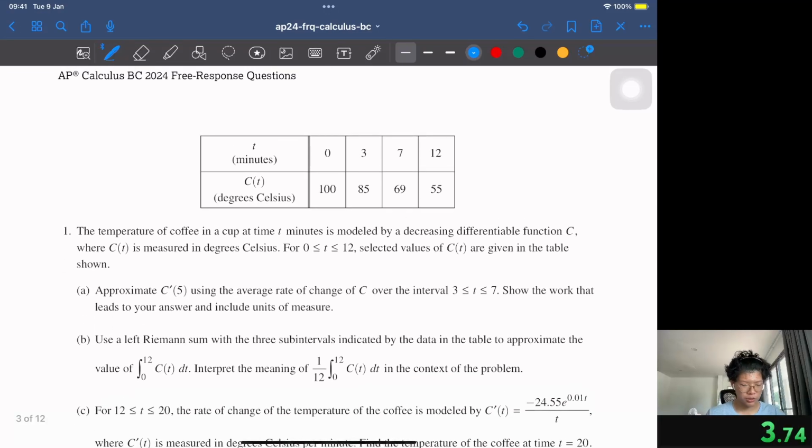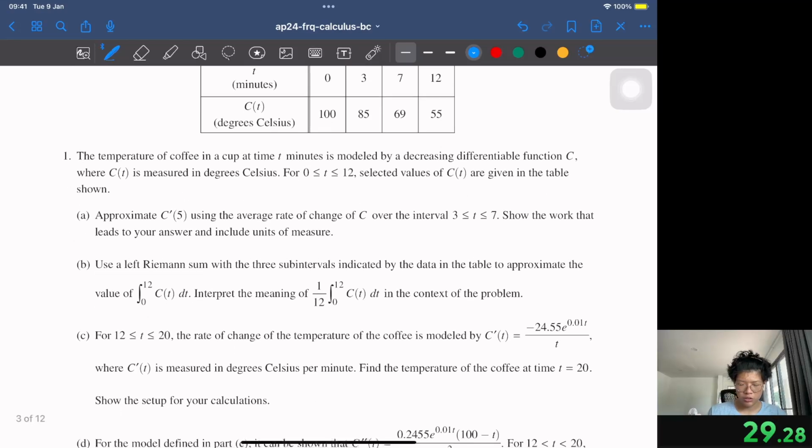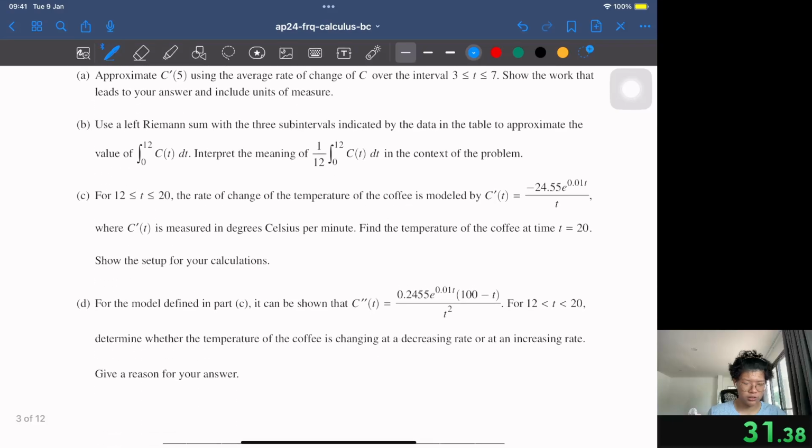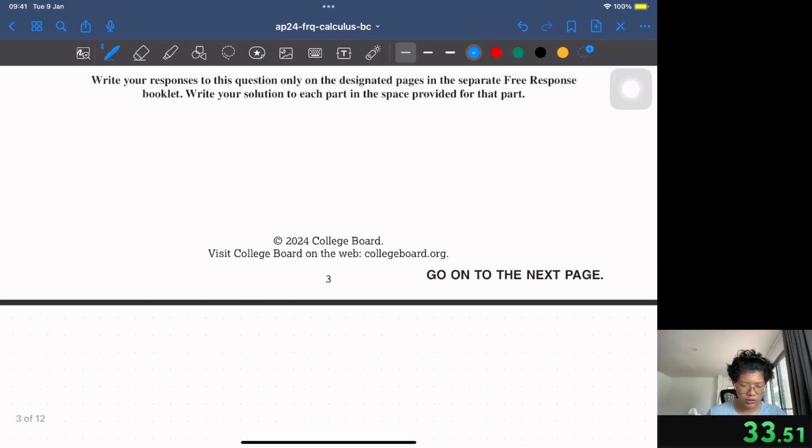Okay, the temperature of coffee in a cup at time t minutes is measured by a decreasing differentiable function C, where C(t) is measured in degrees Celsius. For this interval, the values of C(t) are given in the table shown. A: approximate C prime of 5 using the average rate of change of C over the interval 3 less than t less than 7. Show the work that leads to your answer and include the units of measure.